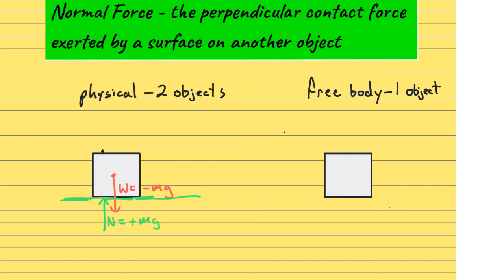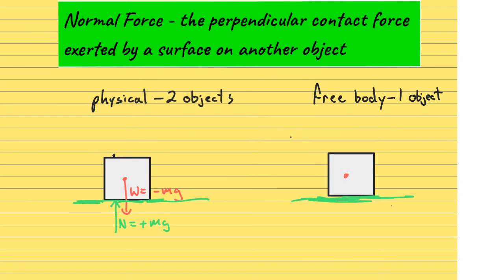Okay, so in the other case here, this block is also resting on a surface. I'm going to draw the surface in right away this time. So we know that it's resting on a surface, right? Then in a free body diagram, we're only talking about one object, so it has to go from the center of mass of that object.